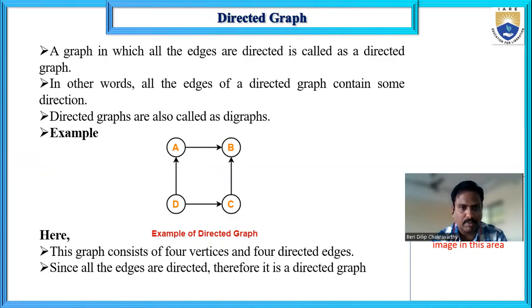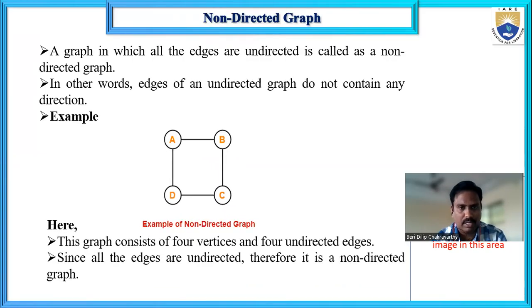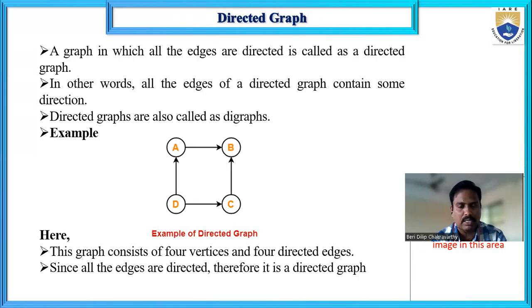We are starting from A and moving to B, A to B, but there is no direction from B to A. Whereas in a non-directed graph, A to B means there is a direction from A to B as well as from B to A. Here we are mentioning directly which way. A graph in which all the edges are directed is called a directed graph.